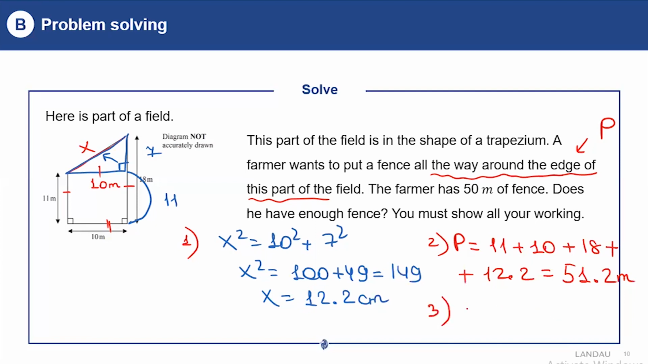So let's write the answer here. It is not enough. Why it is not enough? Because the perimeter, which is 51.2, is greater than the total length which we have. So it will be greater than 50.